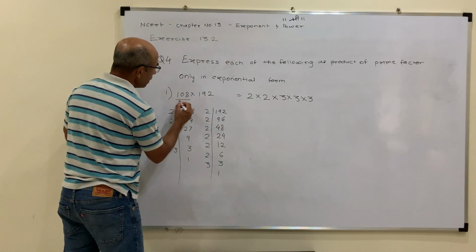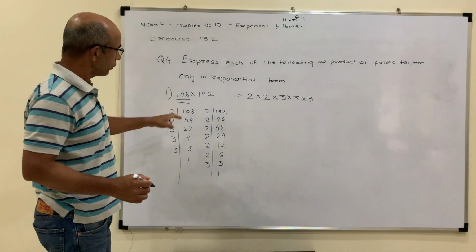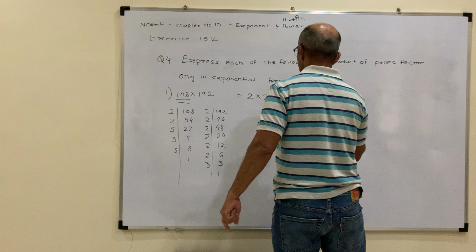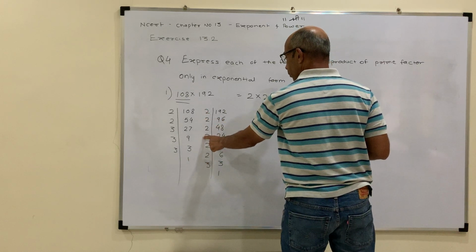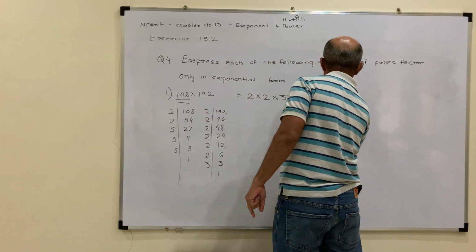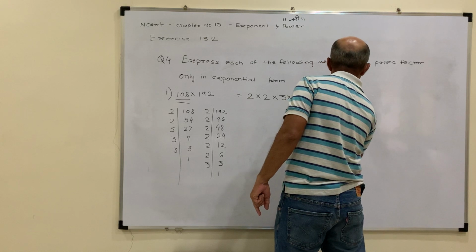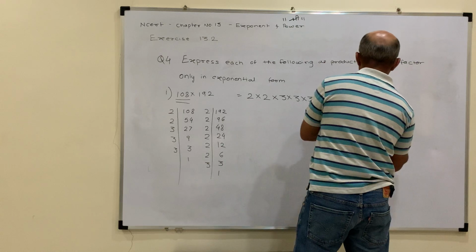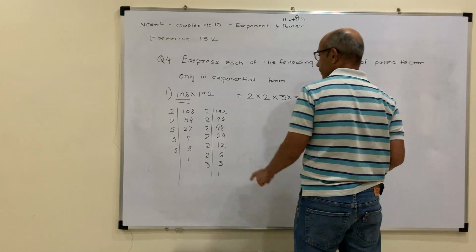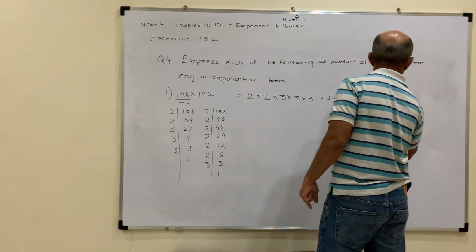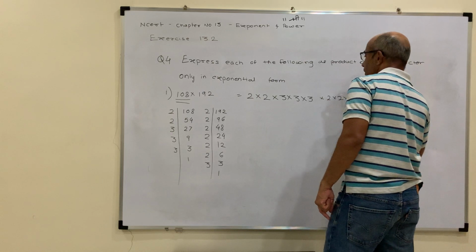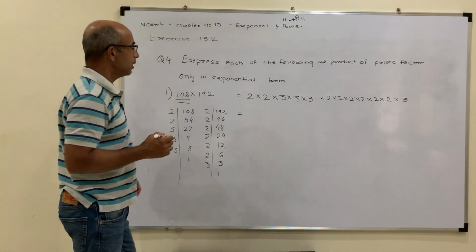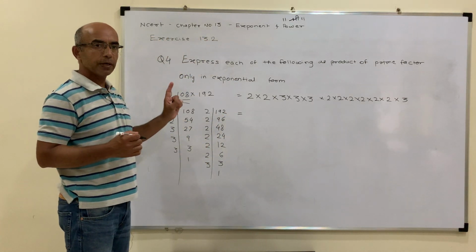This is what I have written for 108. Now I'll rewrite for 192. So here it comes out to be 1, 2, 3, 4, 5, 6: 2 into 2 into 2 into 2 into 2 into 2 and then 3. Now as I mentioned before, when there is no power mentioned, the power is 1.